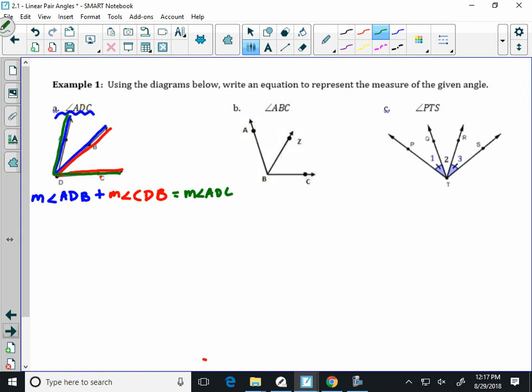So how can we write an equation to represent the measure of that other big angle? Angle ABC, good. Plus ABC equals, good. So this angle ABZ, so the measure of angle ABZ, plus the measure of the other little angle CBZ, will equal the entire big angle, which is ABC.